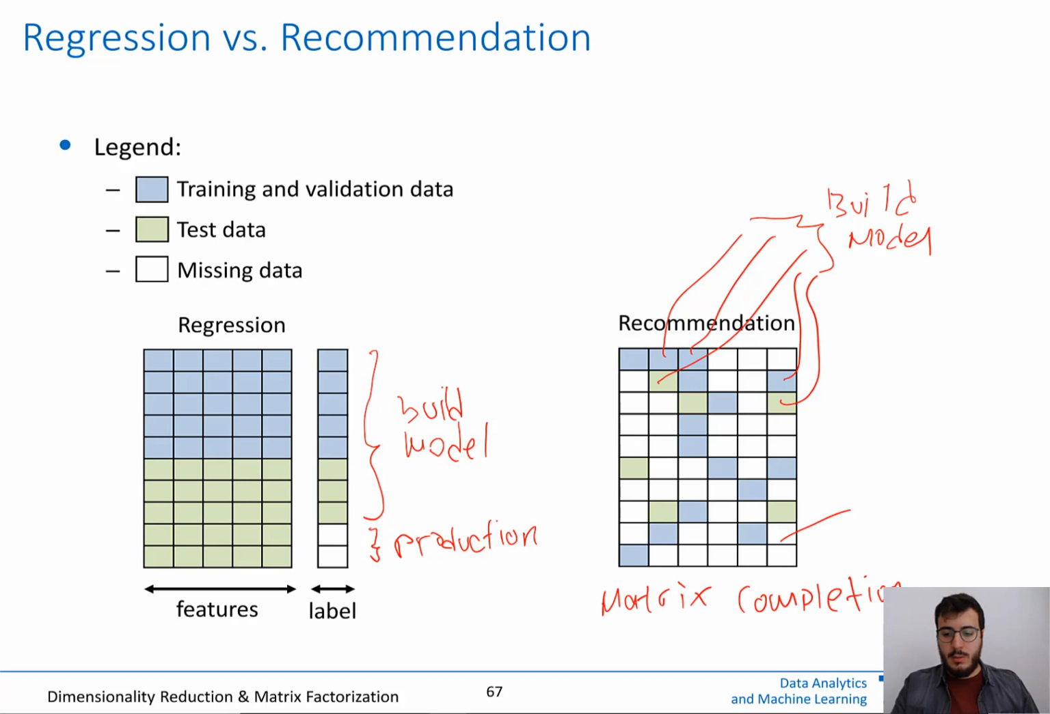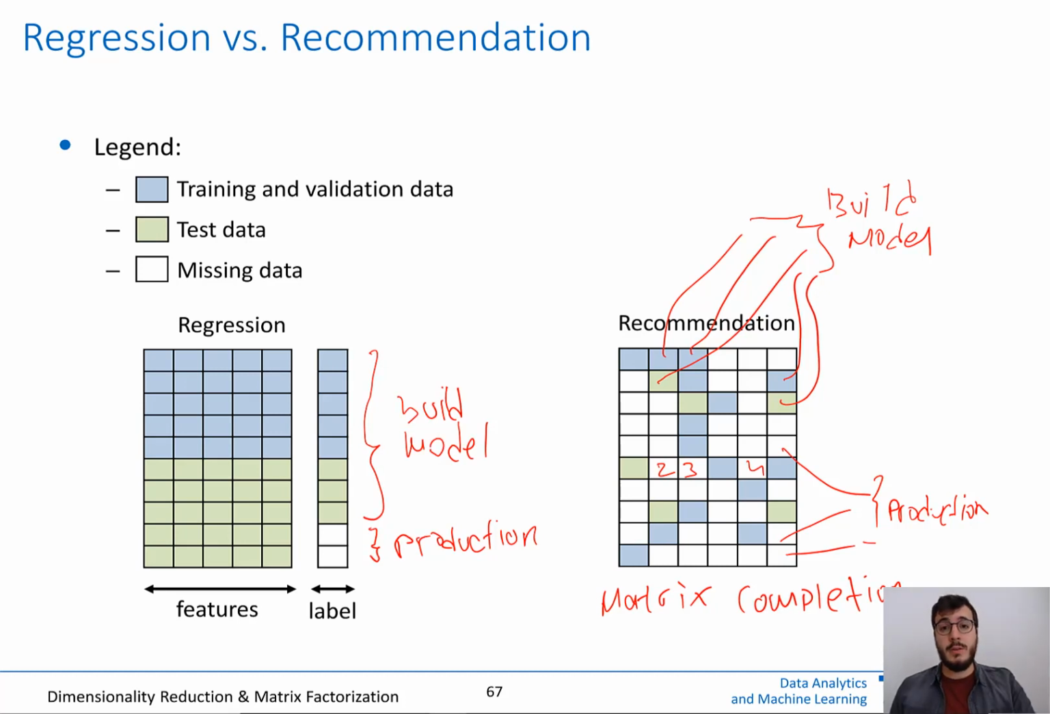And then the white cells you use in production. Okay, and then I'll just repeat it one more time for clarity. Once you've completed this matrix, once you've, for example, predicted that this user will give ratings of 2, 3, and 4 to these movies, the way you actually do recommendation is you take the top K movies, and this is the movies that you show to the user.